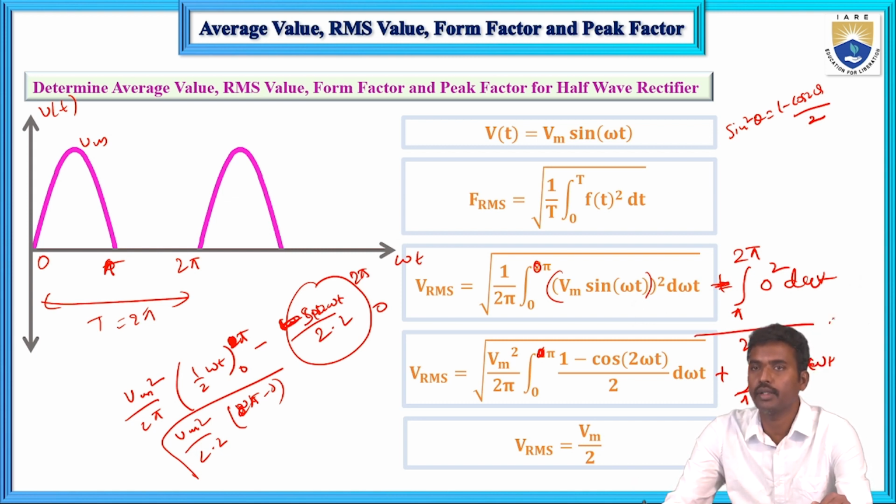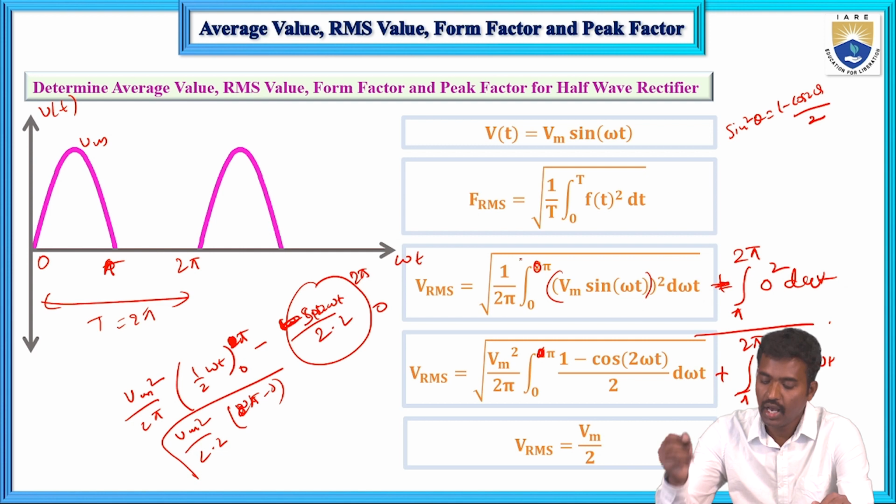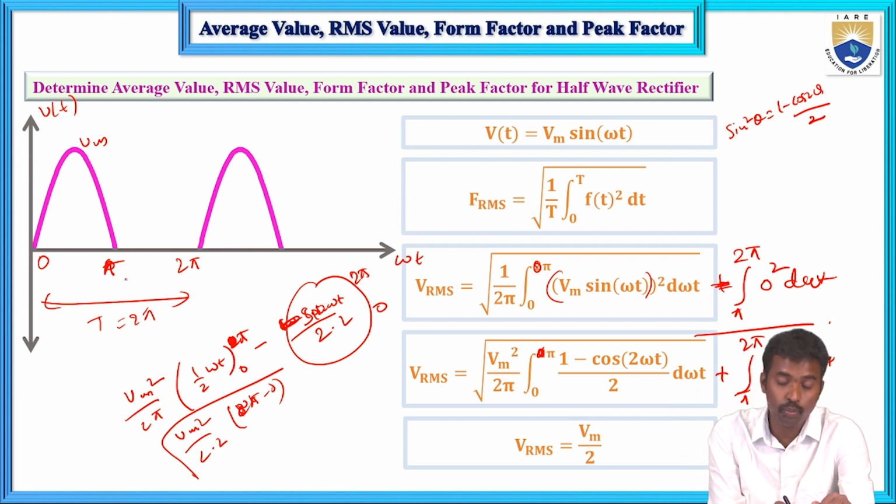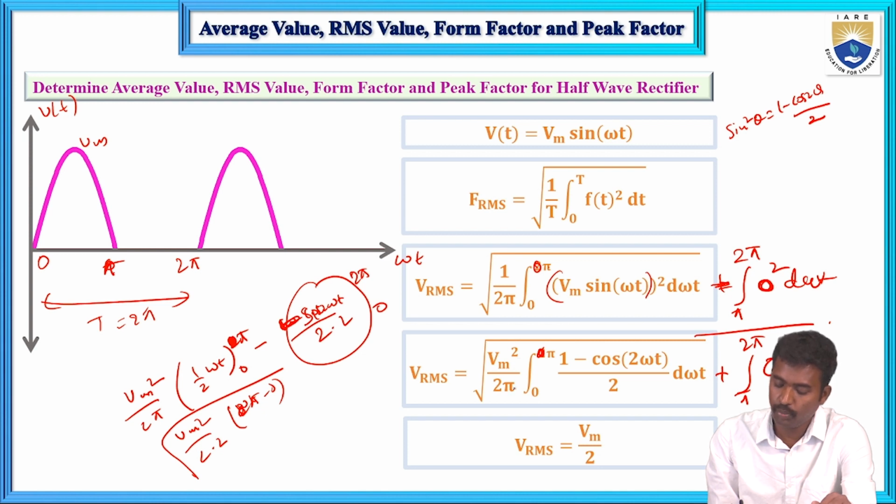This is most important. Here there are two limits: integrate from 0 to pi, and from pi to 2 pi. So 0 to pi of Vm square sin omega t whole squared d omega t, and for the next limits, pi to 2 pi, that value is 0, 0 square d omega t. Next, Vm square over 2 pi, from 0 to pi. Here pi means this one. Next, Vm square, this is the pi, and pi gets cancelled. Vm square by 4, so the RMS value equals Vm by 2.